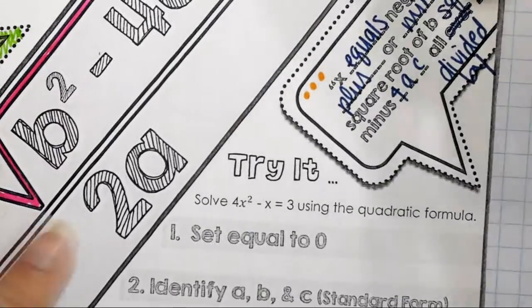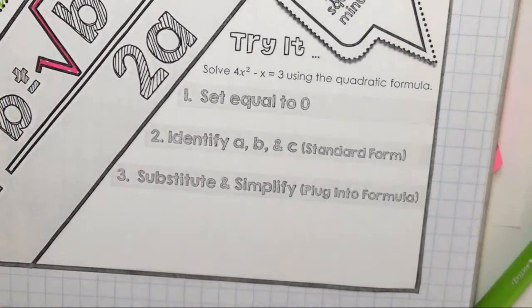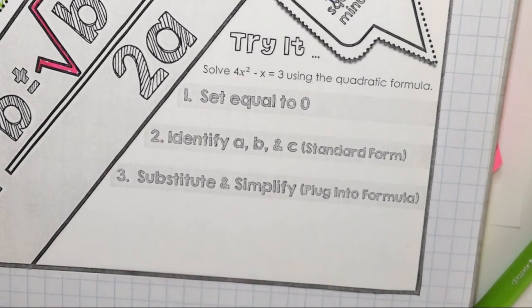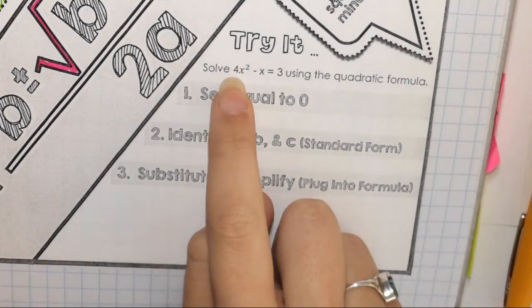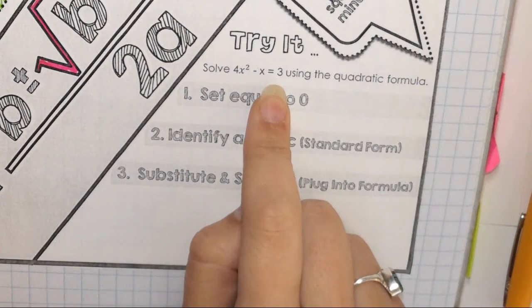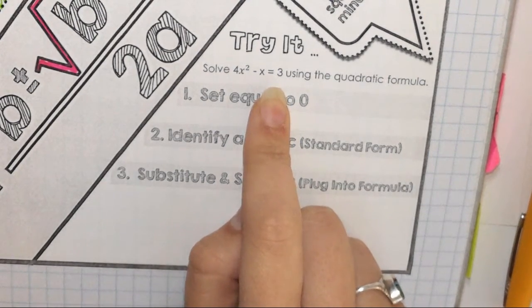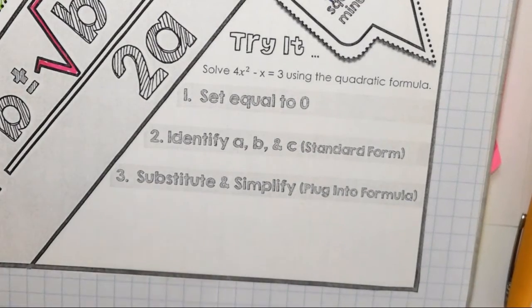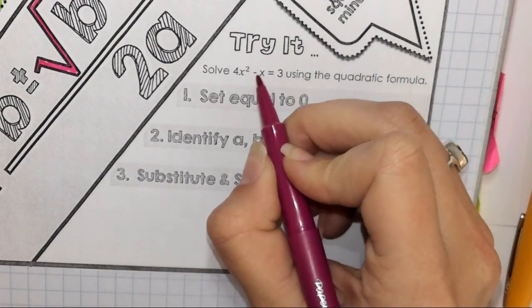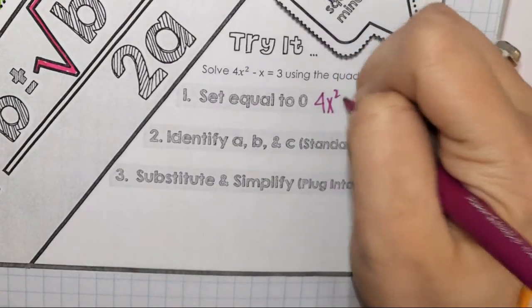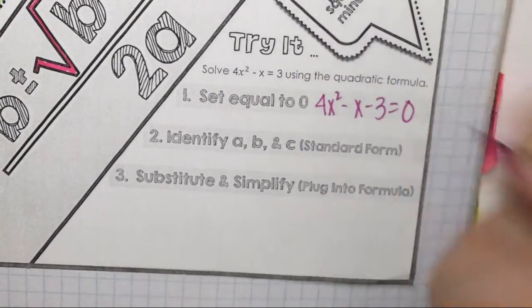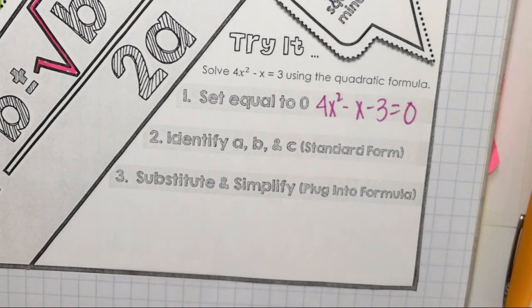Alright, are we ready? Let us look at the bottom. What must we do first? Set equal to 0, take a point. And how would we get 4x squared minus x equals 3 equal to 0? Subtract 3, good job. We would subtract 3 because it's a positive 3. If we subtract that, it becomes 4x squared minus x minus 3 equals 0. Does everybody see where we got that from?